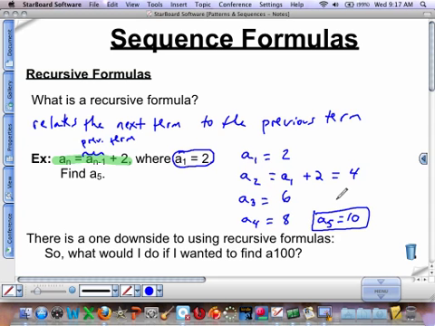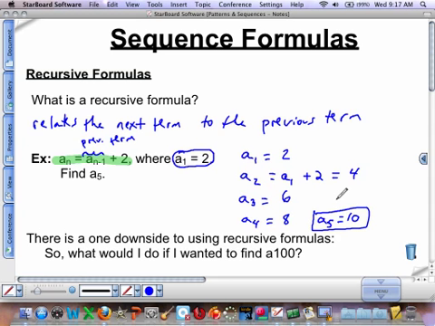So that's how we use a recursive formula. Now notice this: were we able to jump right to the fifth term? No. In order to find the fifth term, I had to find the fourth term. Well, in order to find the fourth term, I had to find the third term. And I had to keep working my way back up to 1.